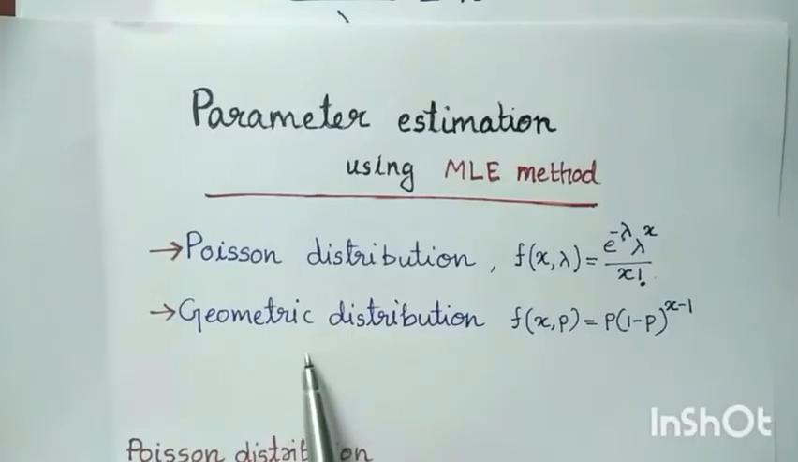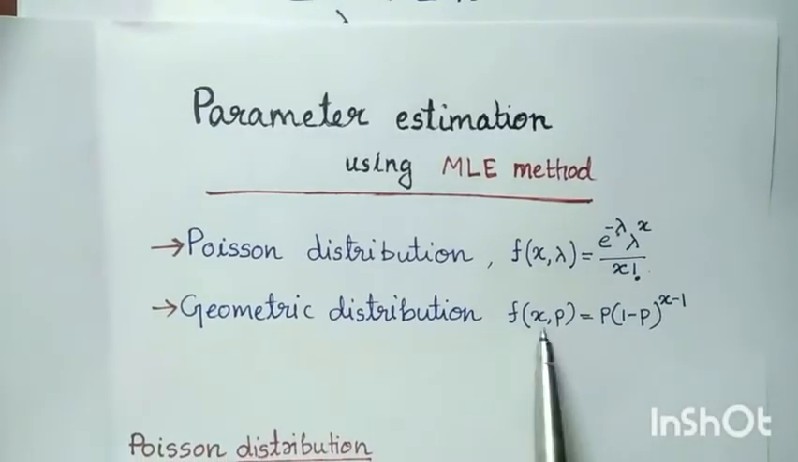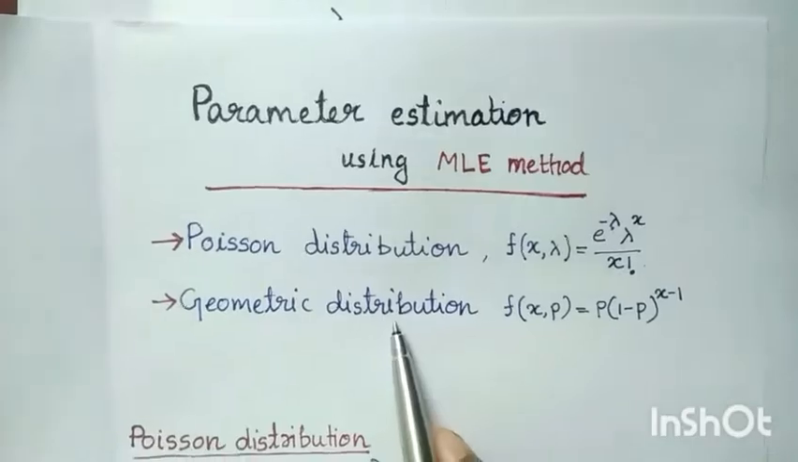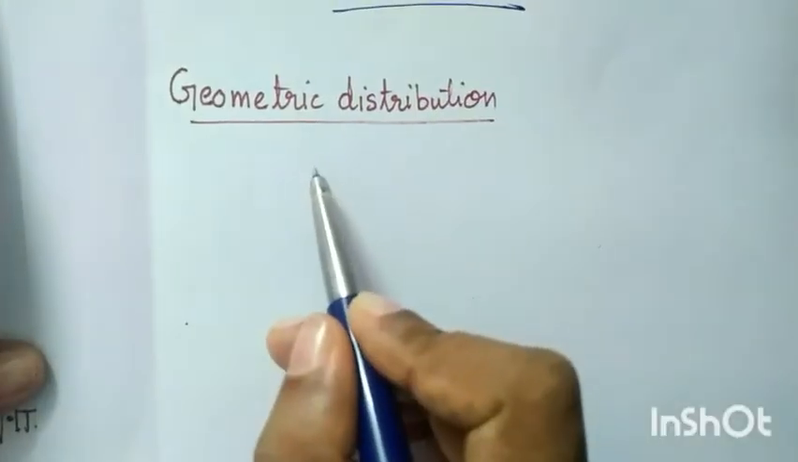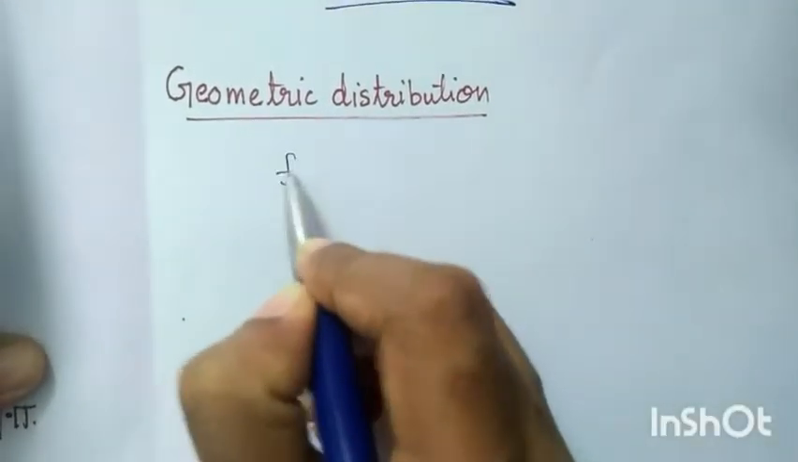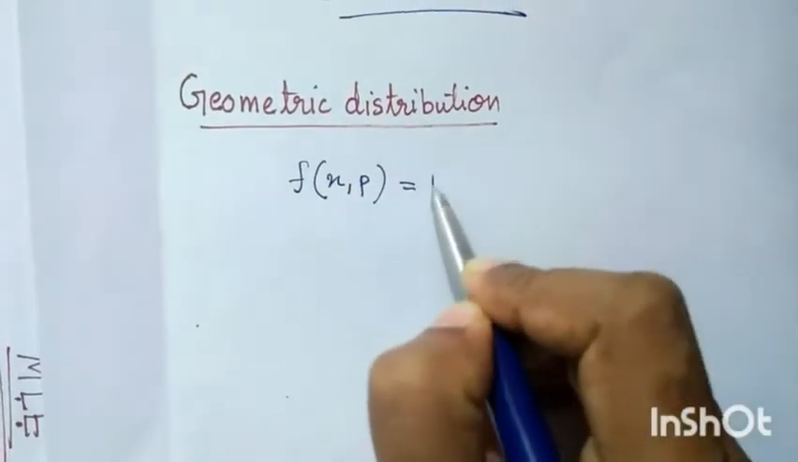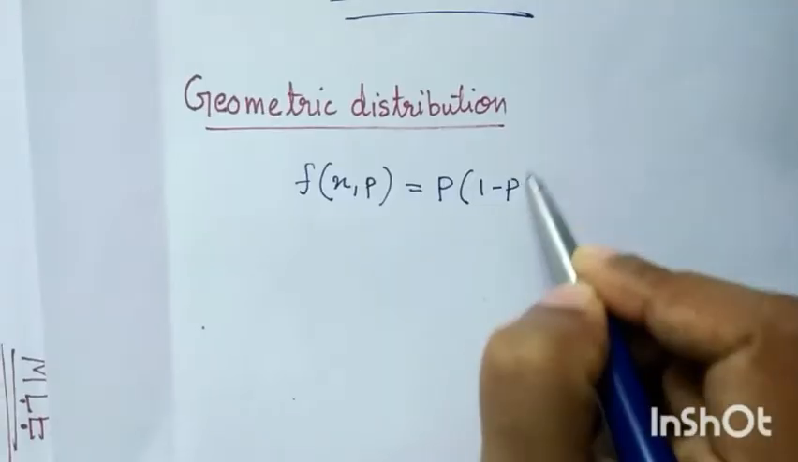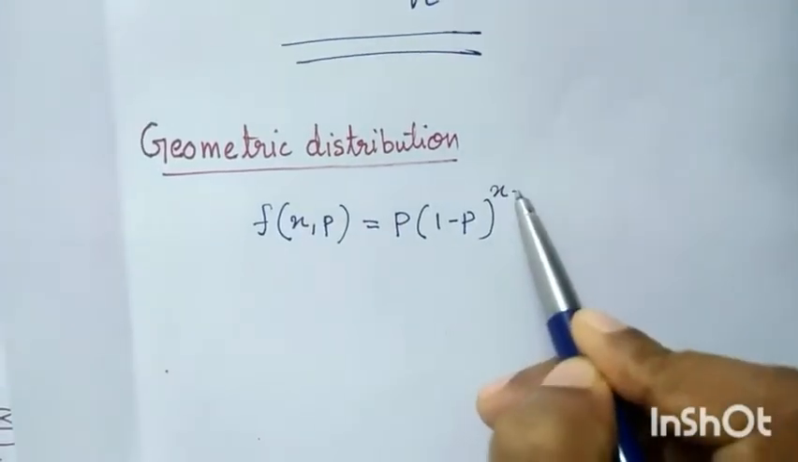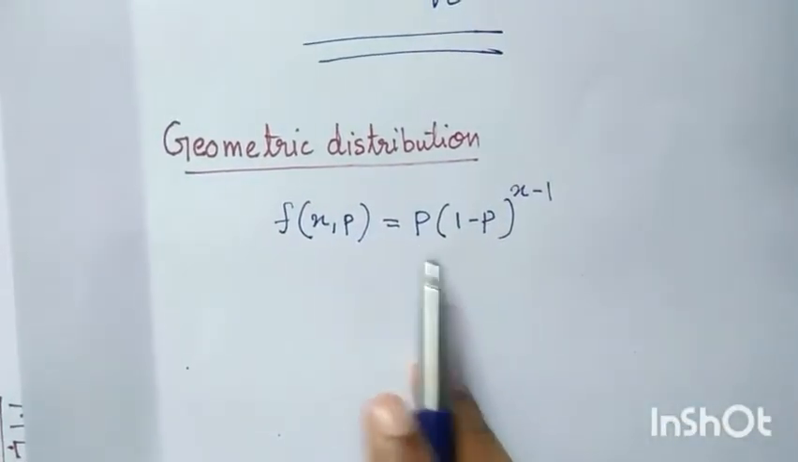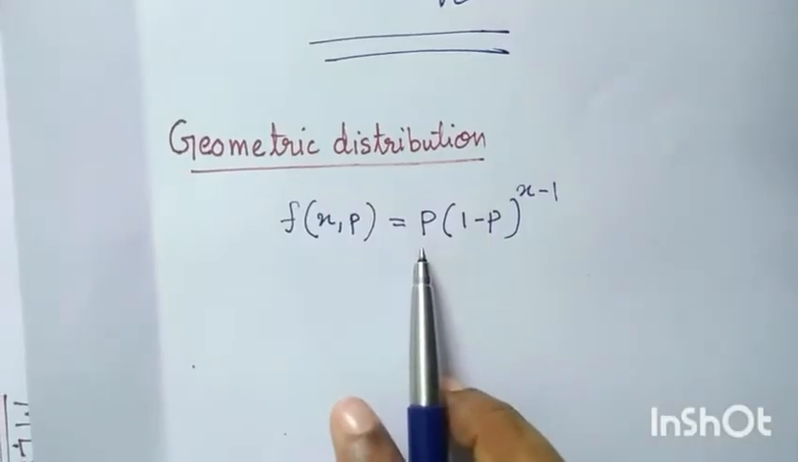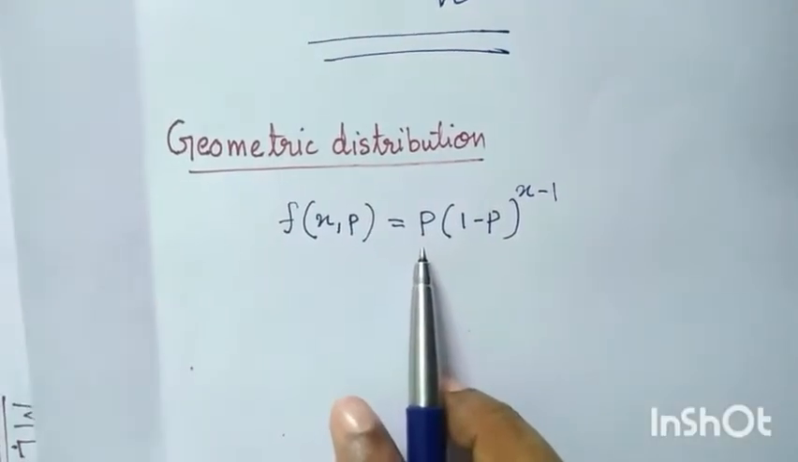Okay, so next we are going to find the parameter p of the geometric distribution. So what is the geometric distribution function? F of x comma p is equal to p into 1 minus p the whole raised to x minus 1. And now we have to find the parameter p of this function using the MLE method.